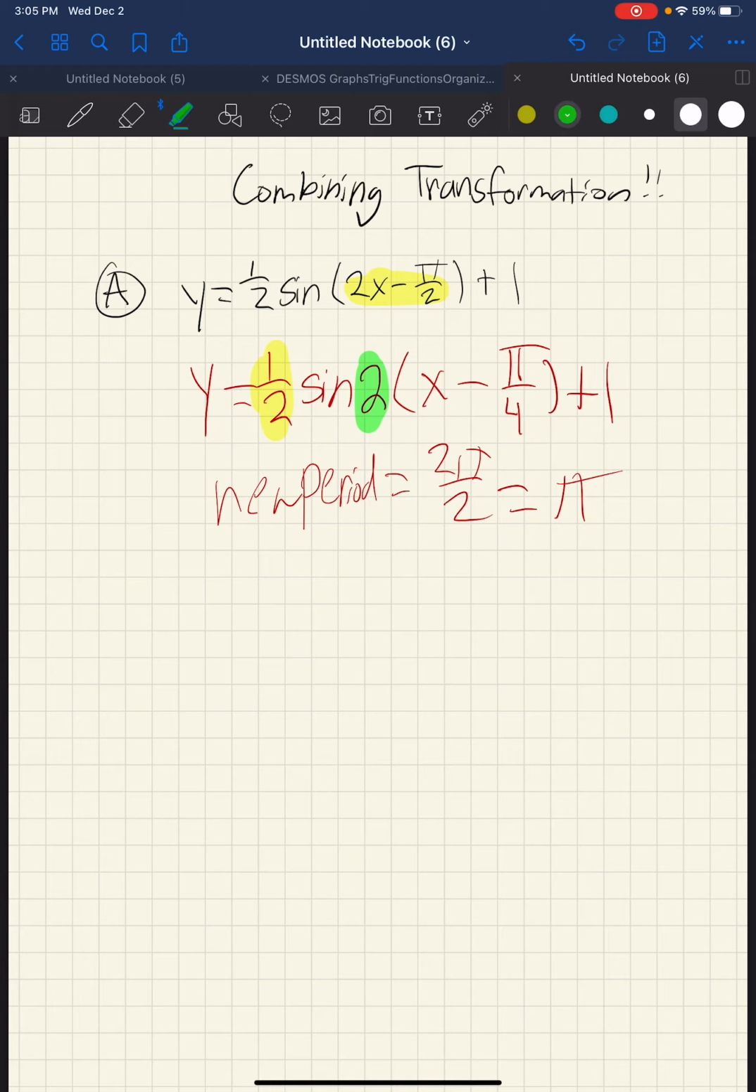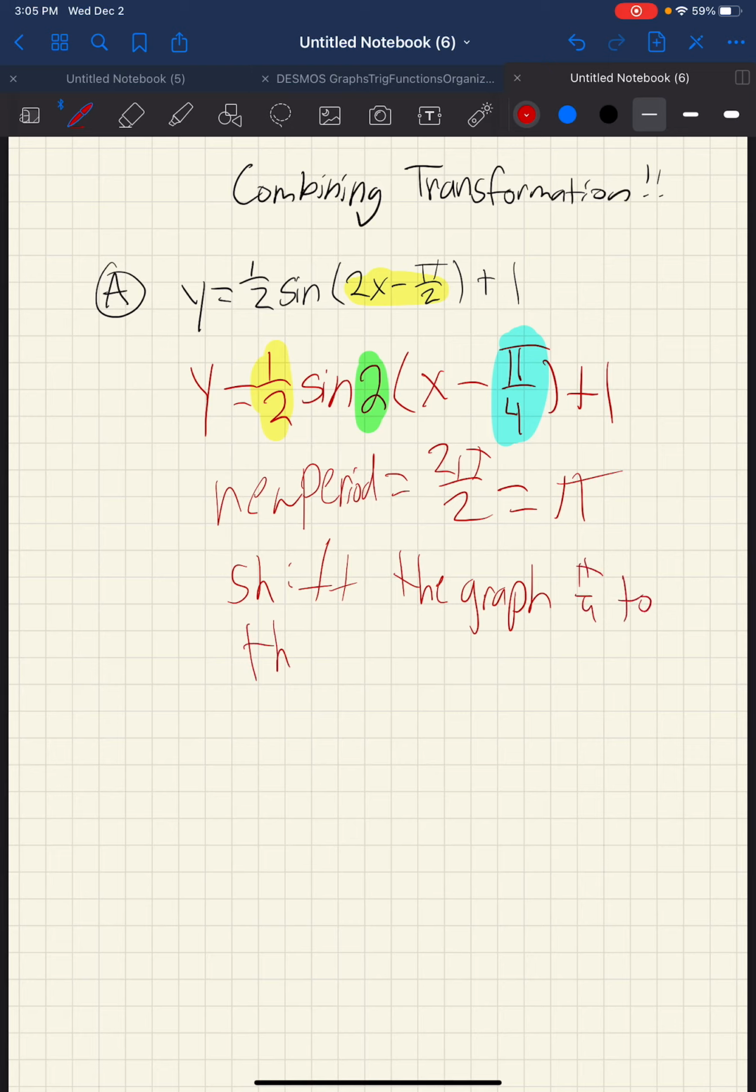The pi over 4 will shift the graph pi over 4 to the right. And then this plus 1 will just shift the graph up by 1.